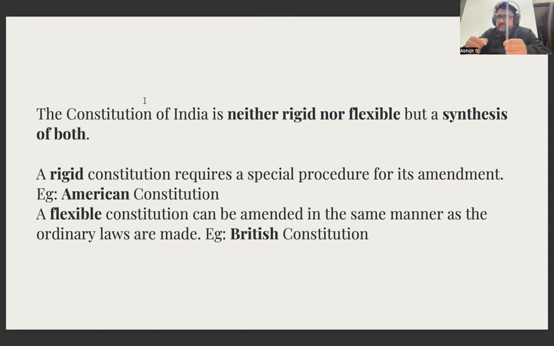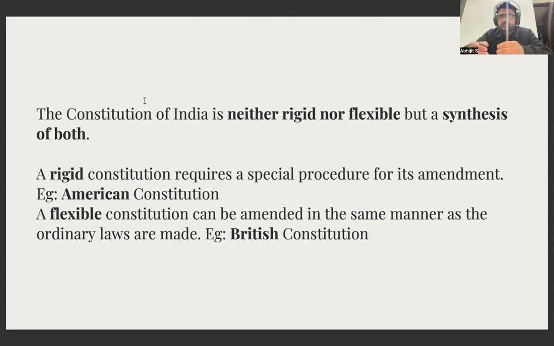Now, while it is easier for the Indian state to amend its constitution, it is not uniform throughout the constitution. The ease with which you can amend the constitution is not uniform throughout. Depending on what you're trying to amend, there are different provisions to amend those parts.